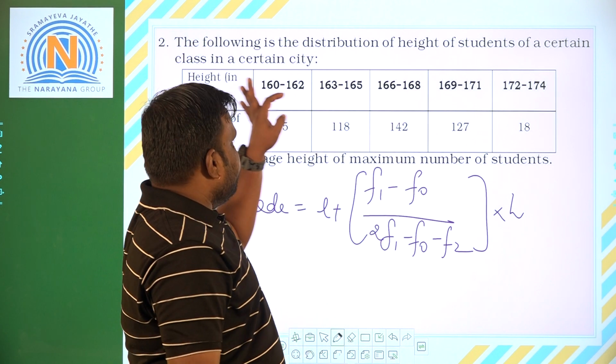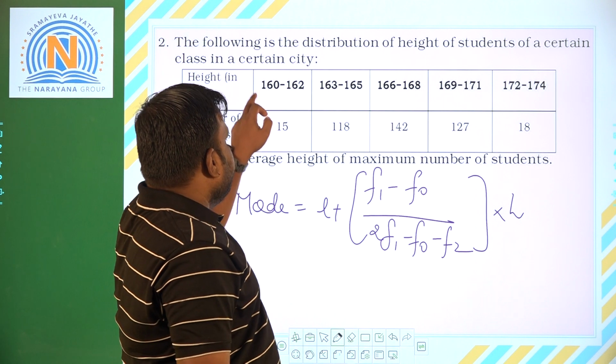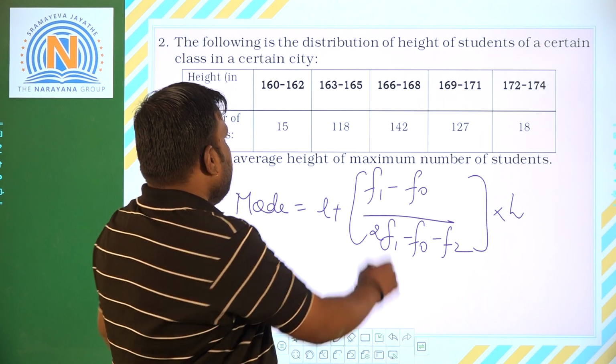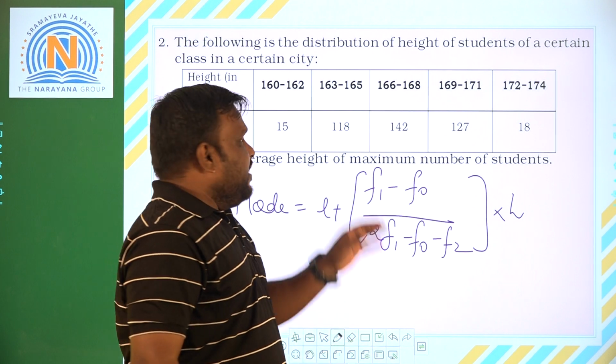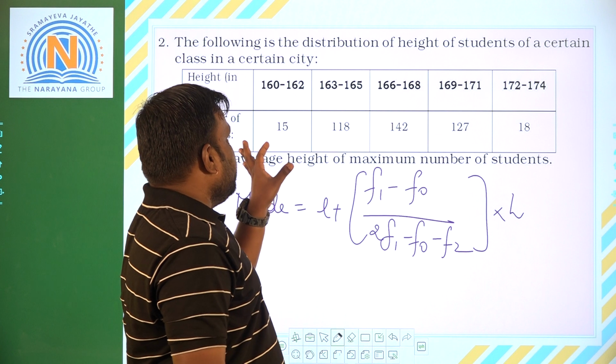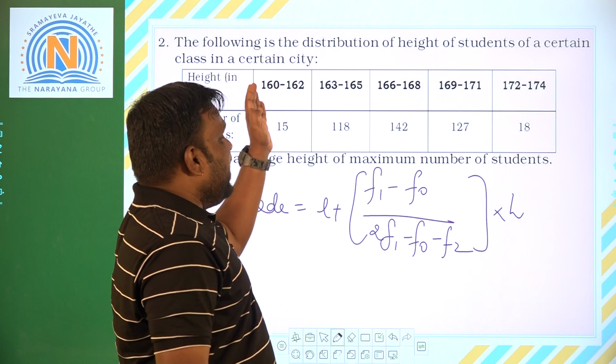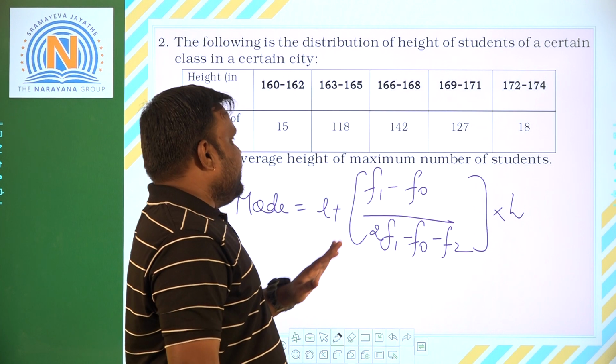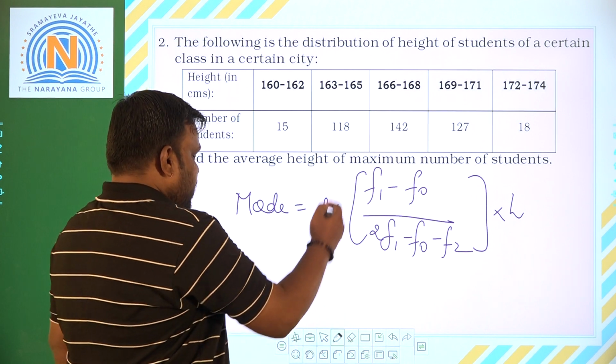But if you first concentrate on the classes here, it is 160, 162, 163, 165. That means they are not continuous. For this case, we have to make them continuous. How can you make them continuous? Decrease 0.5 to the left and add 0.5 to the right. By considering that, we will do this.